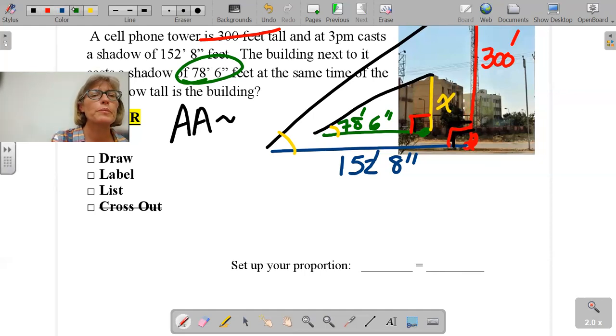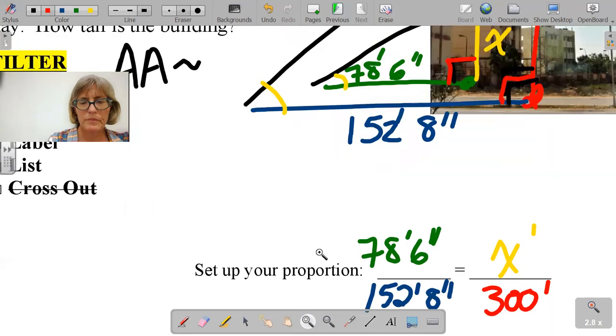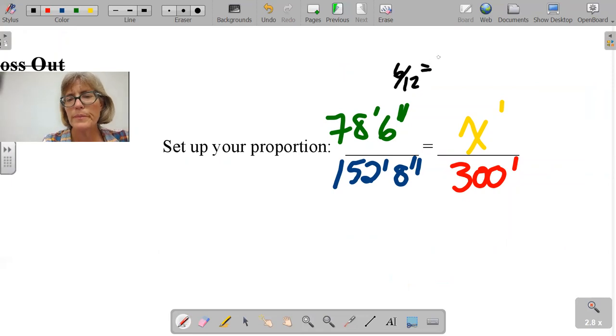Let's see here. 78 feet 6 inches. I'm going to go shadow over shadow. 152 feet 8 inches. Shadow over shadow equals height over height. All right. Now, before we can do anything, we need to get this into decimals. So that's 6 over 12. This is 8 over 12.